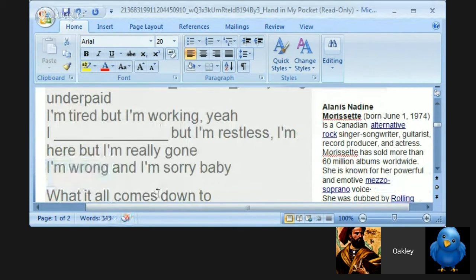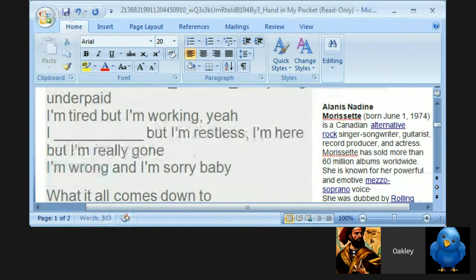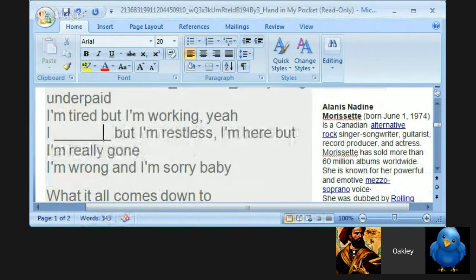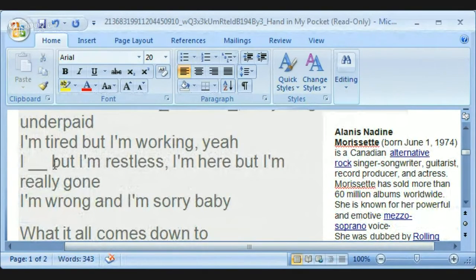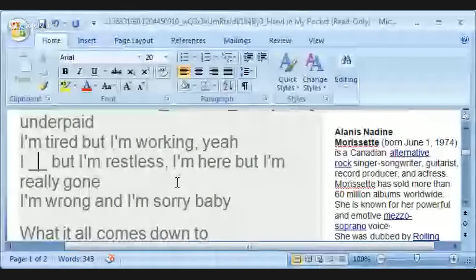What do you think this is going to be? I'm tired, but I'm working. Verb? Yeah. Okay. It would have to be a verb because we need a subject and a verb before the next dependent clause. So it's going to work. I'm something, but I'm restless.